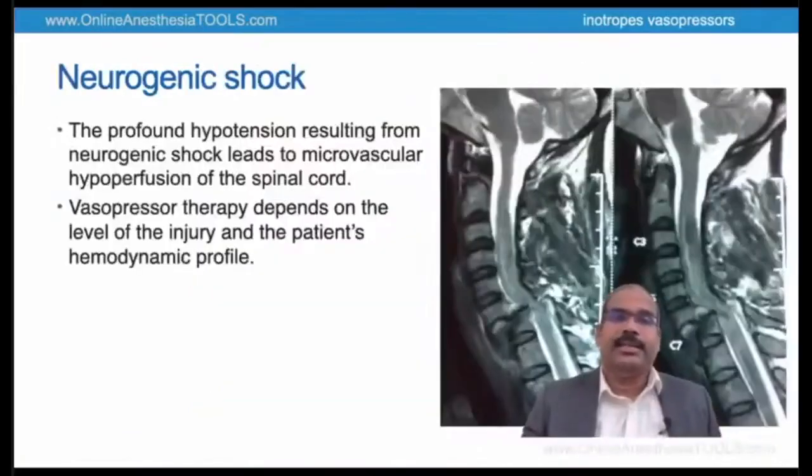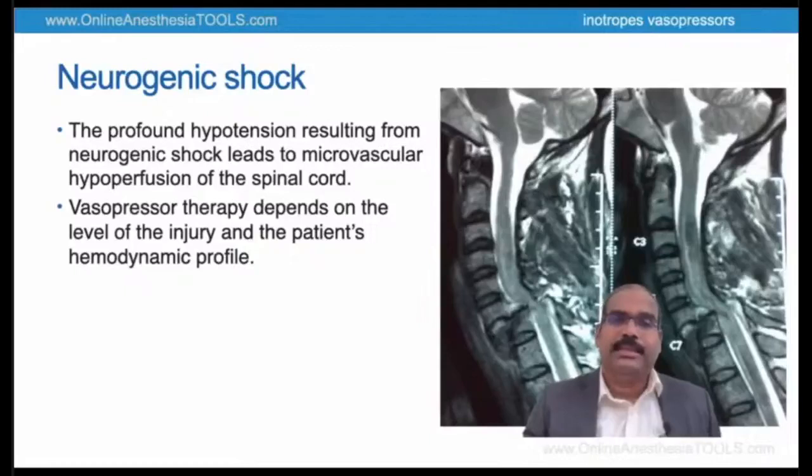Another common scenario is neurogenic shock, a common cardiovascular dysfunction seen in the acute stage after spinal cord injury. It is characterized by significant hypotension as well as hemodynamic swings, especially bradycardia. The changes in hemodynamic profile are the result of loss of supraspinal sympathetic excitatory input to sympathetic preganglionic neurons, which are crucial for maintaining blood pressure. The profound hypotension resulting from neurogenic shock leads to microvascular hypoperfusion of the spinal cord itself. This vicious cycle of microcirculation affects neurological recovery rates.